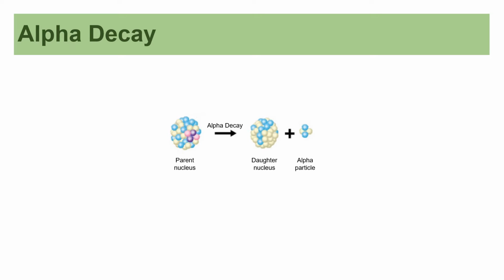Next up, we will look at alpha decay first. When alpha decay happens, the unstable parent nucleus will emit an alpha particle to become a stable daughter nucleus. According to this alpha decay process, we have a general equation for it.